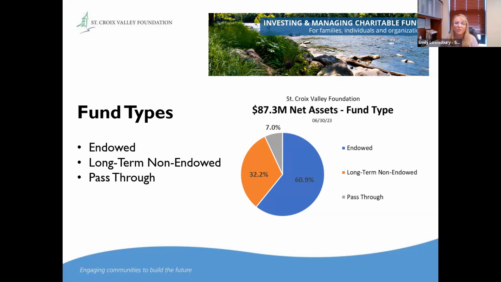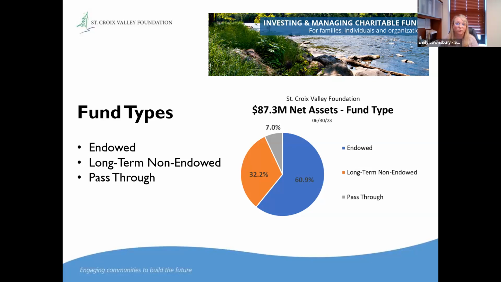And then we have pass-through funds, which are also referred to as our short-term non-endowed funds. So these account for roughly 7% of our total assets at the end of last fiscal year. They are not invested. These are short-term funds, in and out, easily thought of as a charitable checking account, for example. Pass-through funds are a tool for individuals who are looking for tax relief, especially with the higher standard deductions that have come through in the last few years.